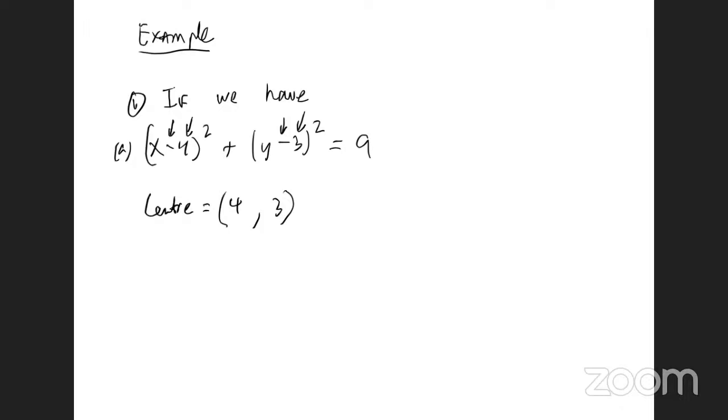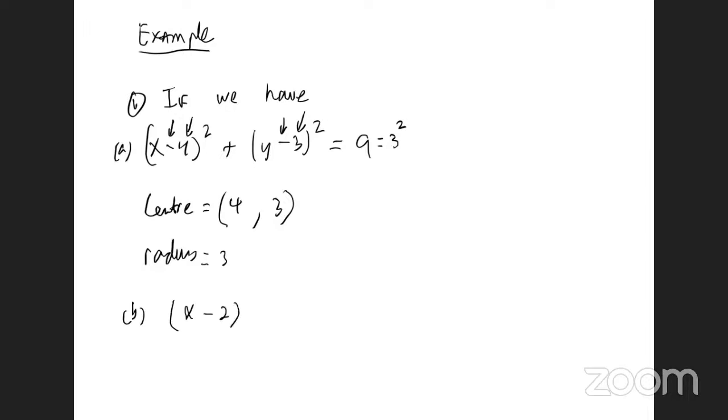All okay with that? Yeah? So Imran, what do you think is the radius? 3, very good. Because you have to write 9 like this, 3 squared. Okay? Don't write 9 as the radius. You have to put it in the form of something squared and then figure out what the radius is. Okay? Copy it down.